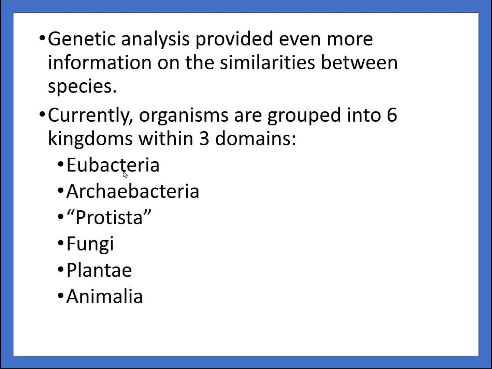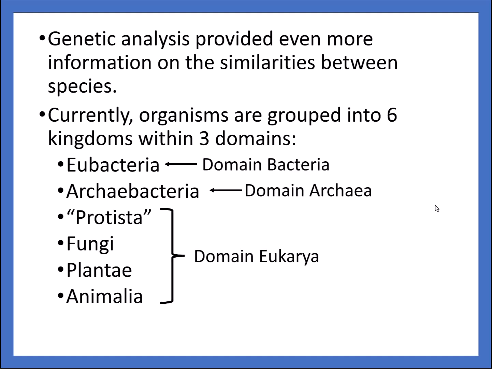So here are the 6 kingdoms: eubacteria, archaebacteria, protista, fungi, plantae, and animalia. So we'll discuss why this protista kingdom is in quotation marks in a minute. But these are classified into 3 domains then. Eubacteria are in the domain bacteria, archaebacteria are in the domain archaea, and then the other 4 kingdoms are in the domain eukarya because they are eukaryotic and contain eukaryotic cells. These 2 are prokaryotic, but they're different enough that they have their own domains.